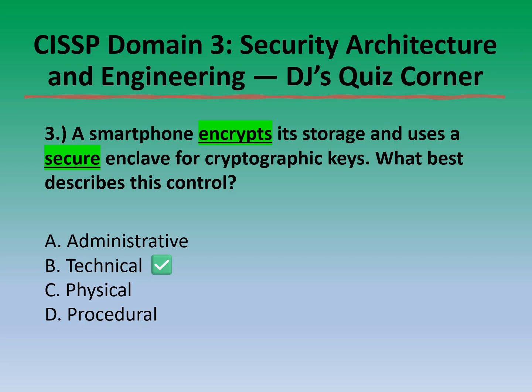The correct answer is B. Technical control. Encryption and secure enclaves are technical controls that enforce confidentiality and integrity. A CISSP differentiates control types to ensure balanced coverage across administrative, technical, and physical domains.